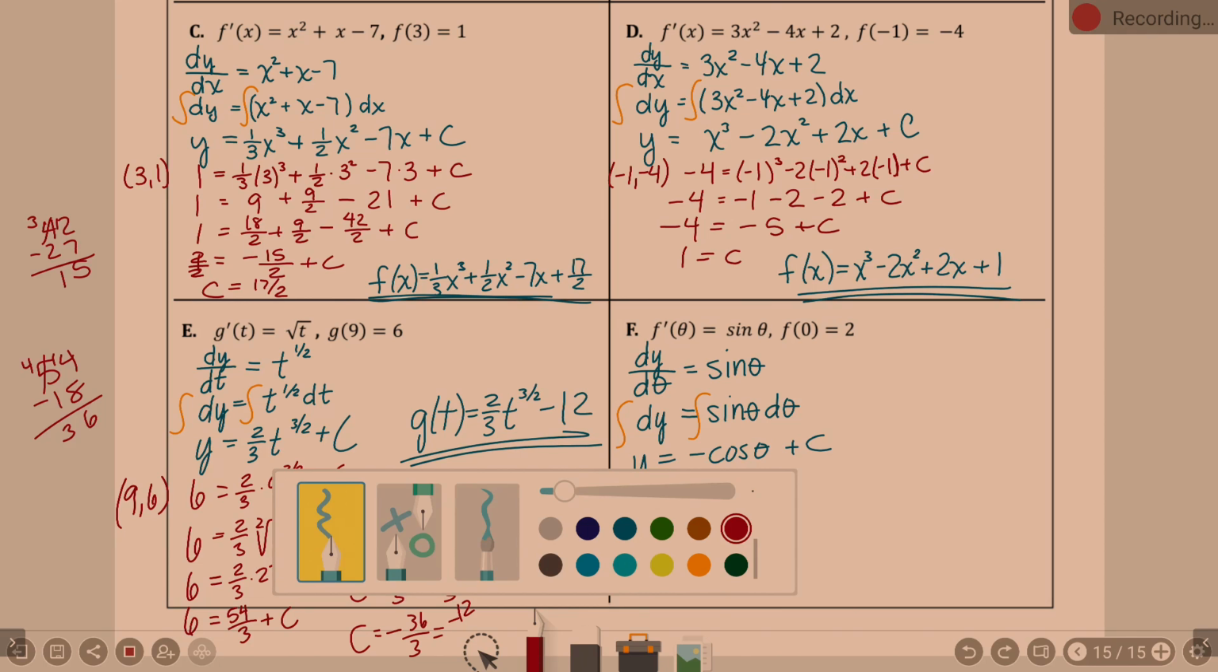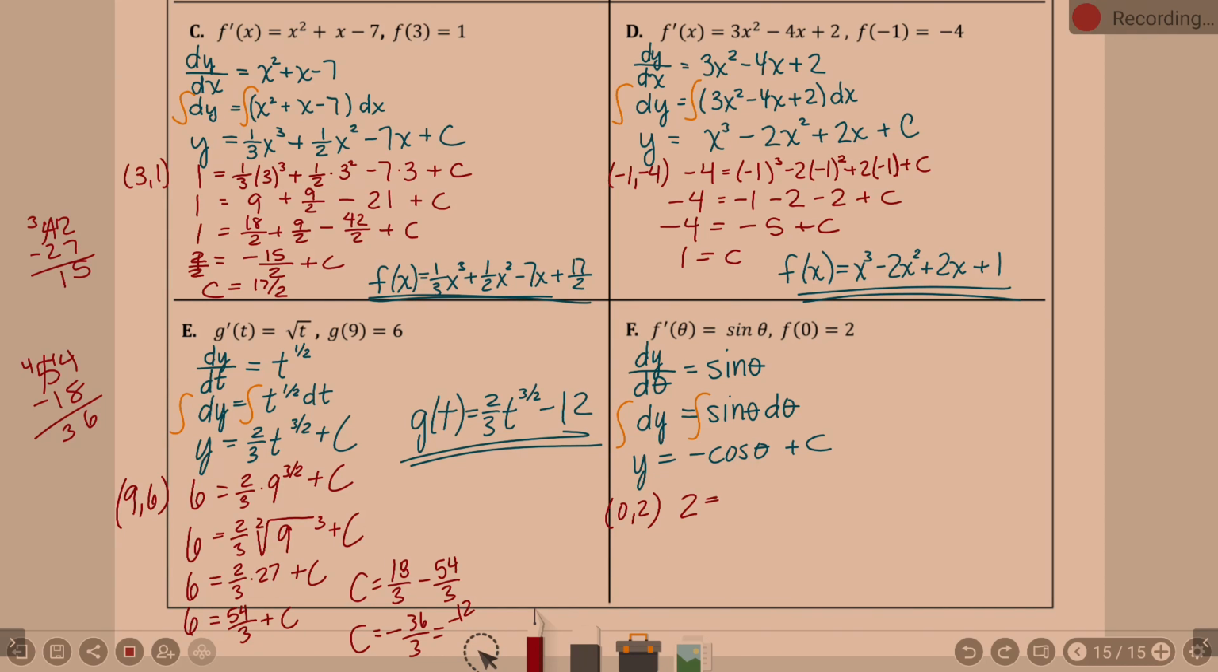So 2 equals negative cosine of 0 plus c. Cosine of 0 is 1, but it's the negative of that, so negative 1. And then when you add the 1 over, we have 3. So f of theta is negative cosine theta plus c. Plus 3.